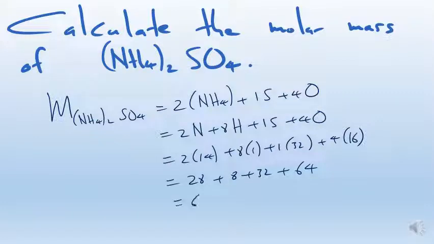40, and that's going to give me 68 plus 64. And that's going to give me, well, 132 grams per mole. We in the zone, yeah? And that's looking really good. So ammonium sulfate, molecular mass, 132 grams per mole.